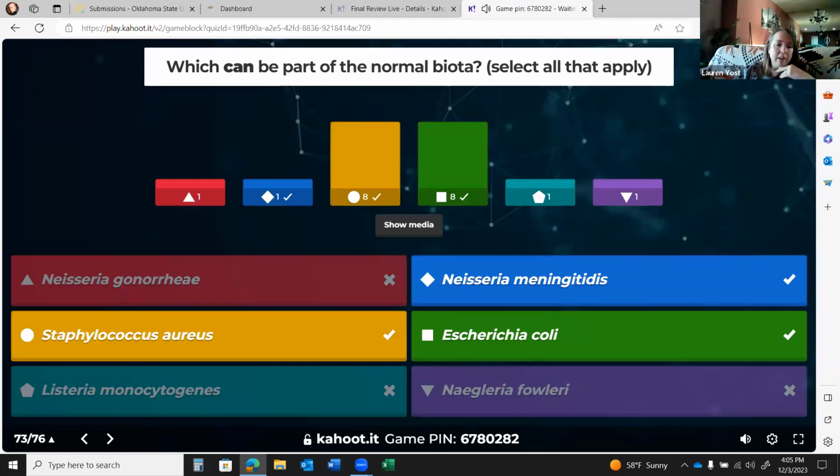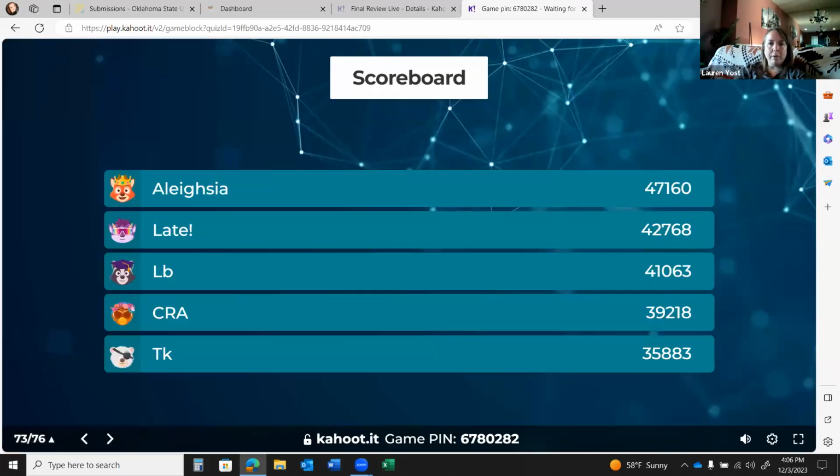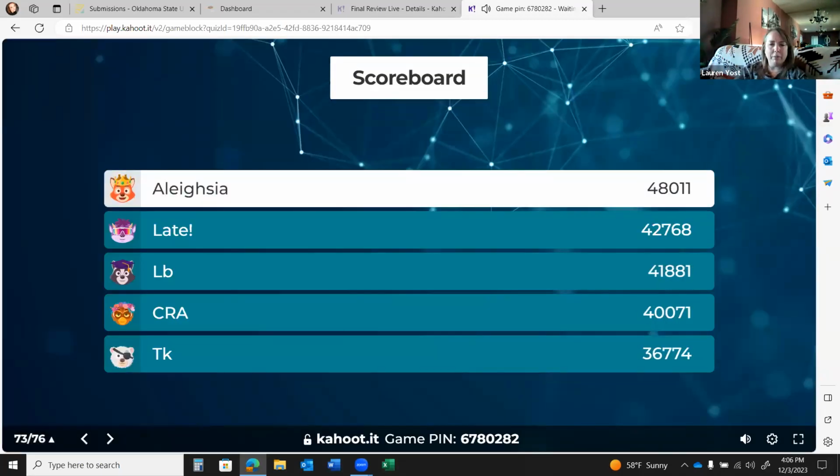Okay, so we have Staphylococcus aureus and E. coli, which most of us got. Great job with that. You can also have Neisseria meningitidis as part of your normal flora. We didn't talk about that much, but FYI, surprise, you can have that as part of your normal flora. It usually lives in your upper respiratory tract, like in your throat. It's kind of creepy, not creepy, I guess, but scary to think about.